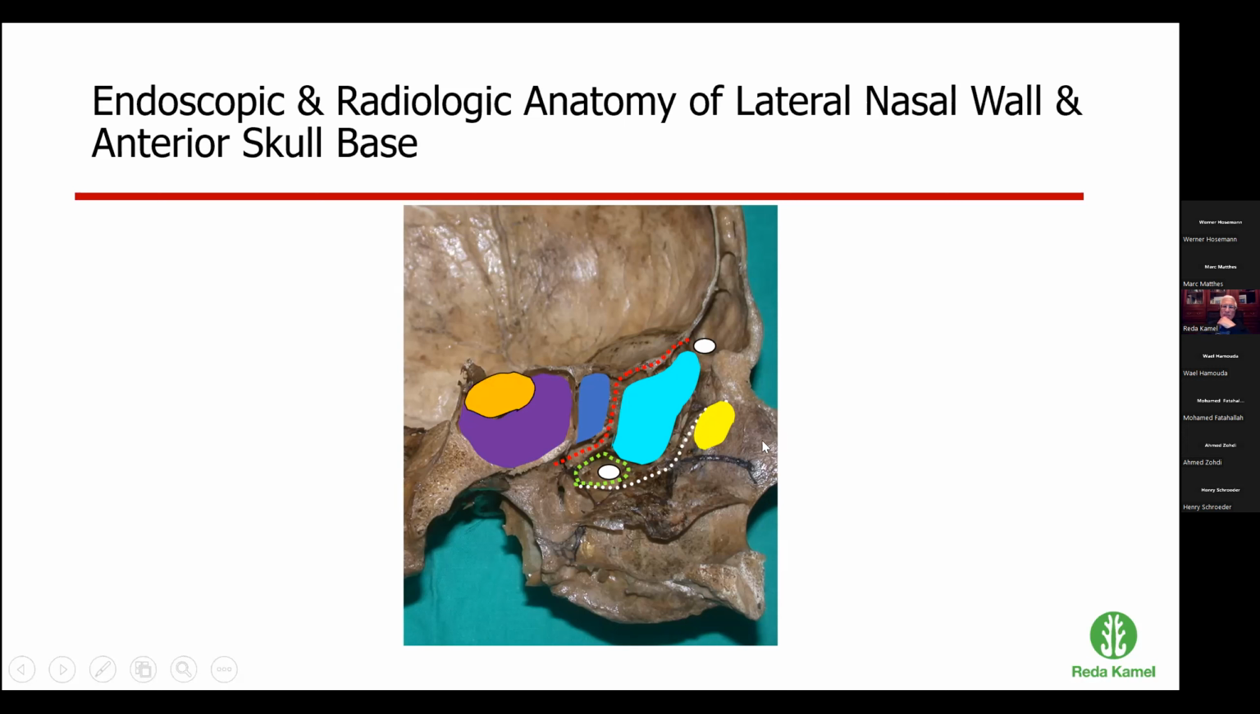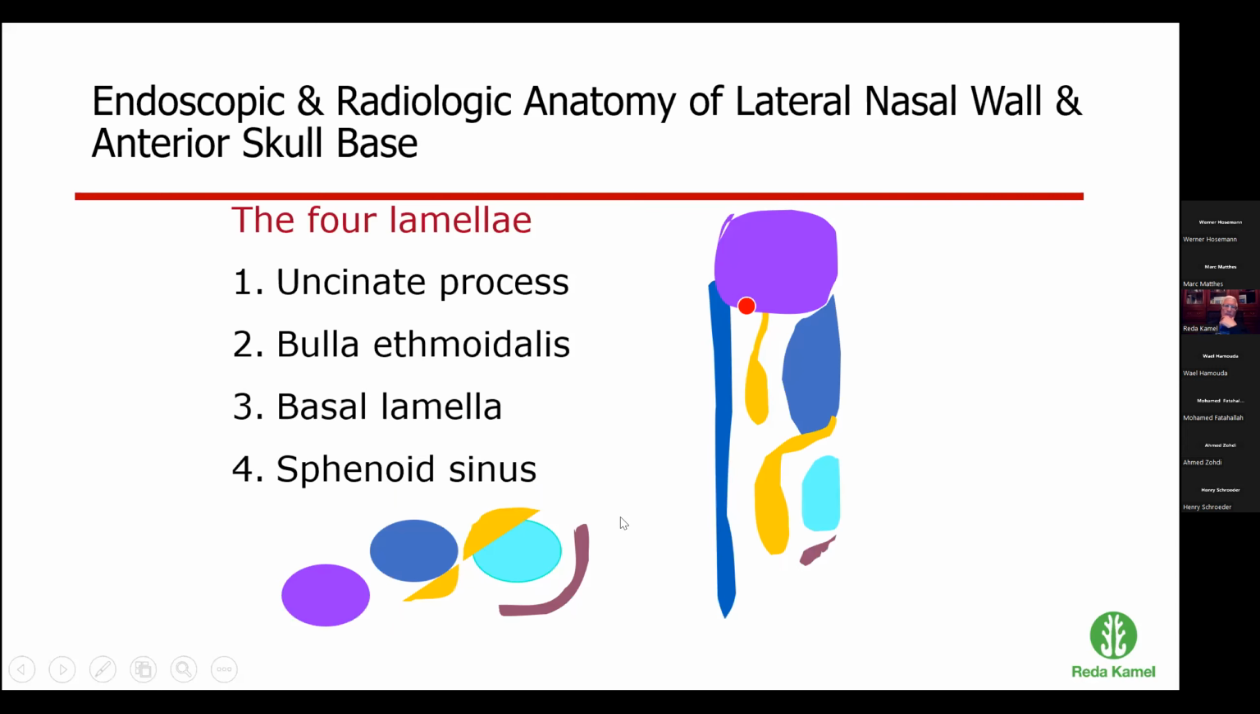So it's the anatomy, the dry skull, and definitely the cadaver dissection is very, very important. Whenever we are going to work inside the nose, we have to understand our lamellae, our depth. Usually we face the agger nasi process. Usually we do not depend on measures, maybe 3 centimeters, 3.5, the anterior wall of the bulla, the second lamella, and then the basal lamella.